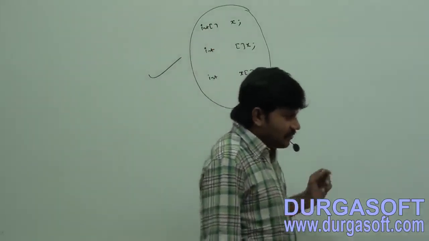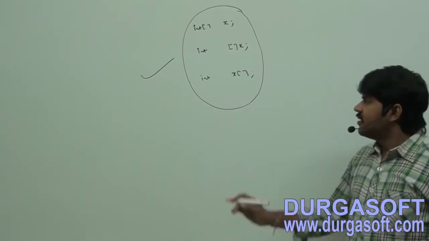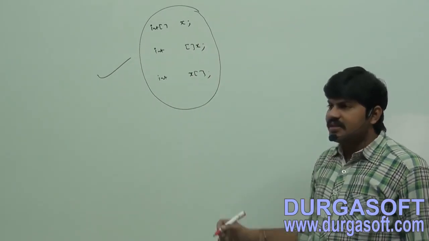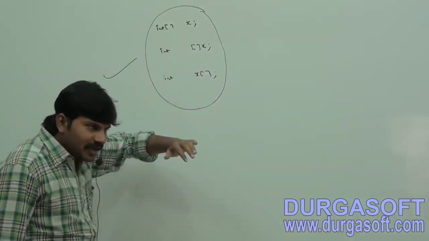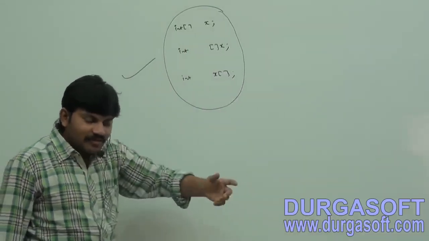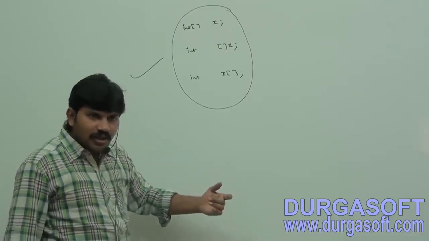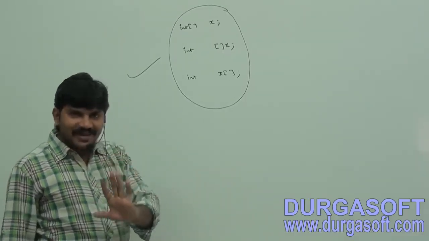So int x[], can you tell, is it valid or invalid? All are valid. Which one is recommended? The first one is recommended. Why is the first one recommended? Don't just say first impression is the best impression. What is the reason?